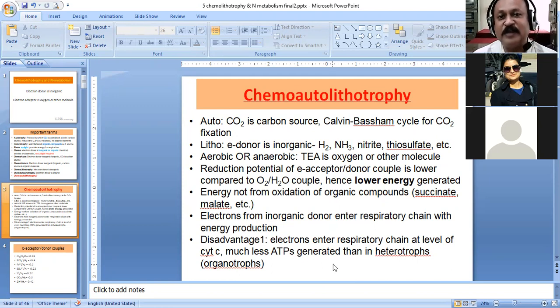The electrons are actually entering at the level of cytochrome C, and therefore the energy which is generated from this process is lesser. And because the energy generated is lesser, it also means that the number of ATPs that are generated in these organisms is much lesser.